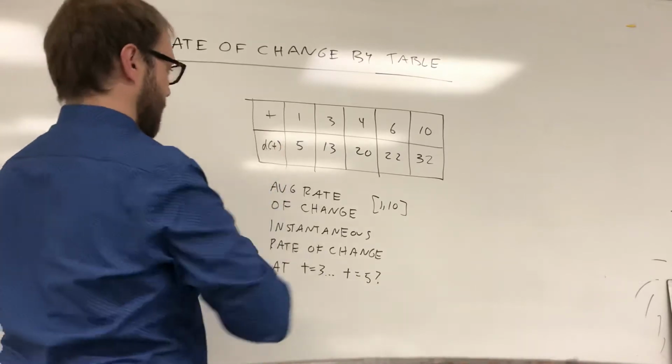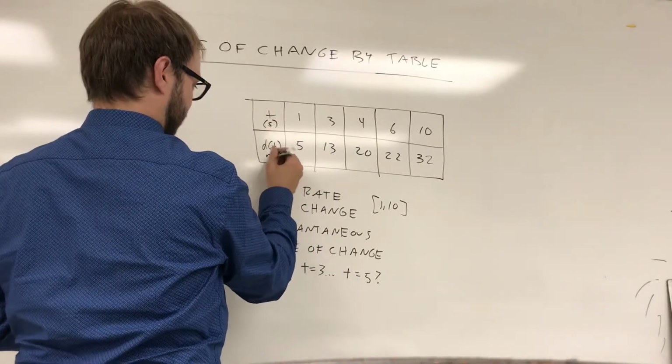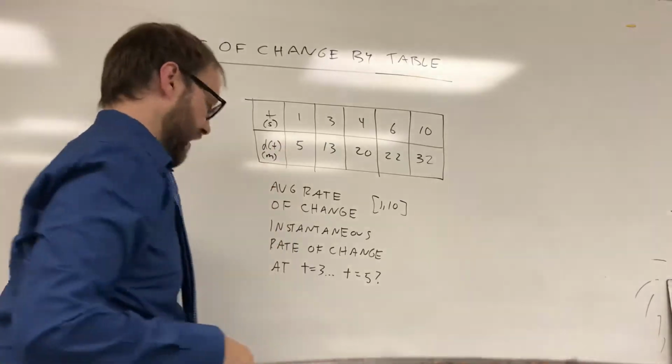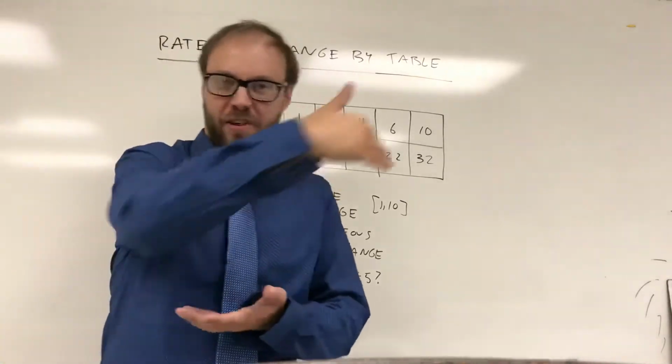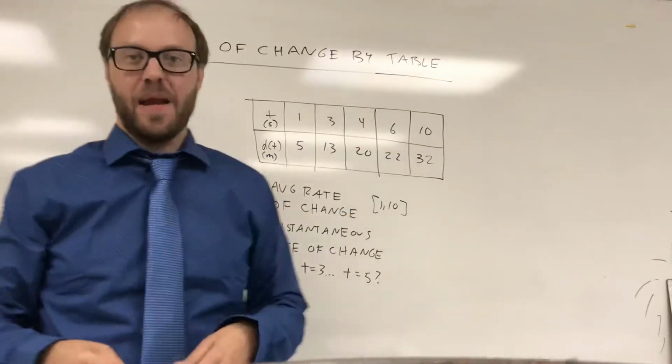I've got a time, let's say the time is in seconds, and I've got a distance, let's say that's in meters. And so, maybe I'm driving a radio-controlled car or something like that. We can see how many feet it's traveled after different times, okay?